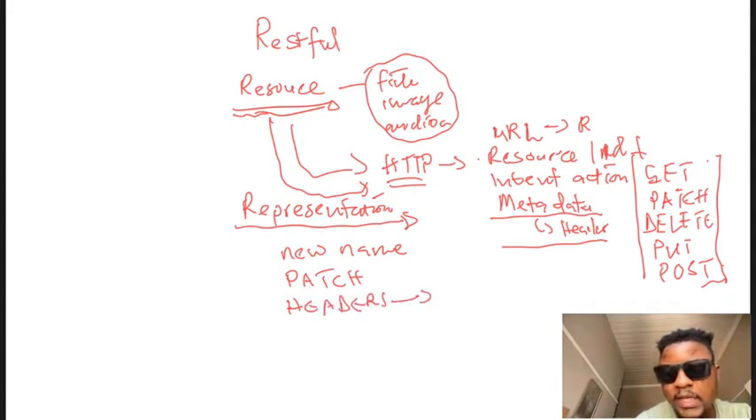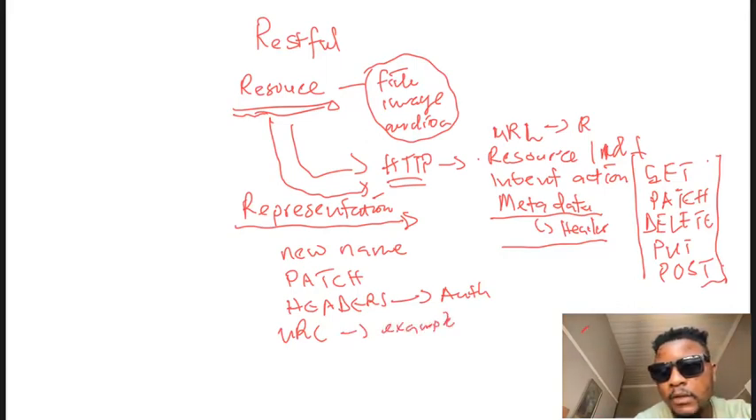The headers can contain a lot of things. This can be your auth. Are you authorized on the other end to perform these actions? You also put your URL, which is where this method is located. So this can be, for example, example.com/profile, right? So in this case you are transferring your resource.